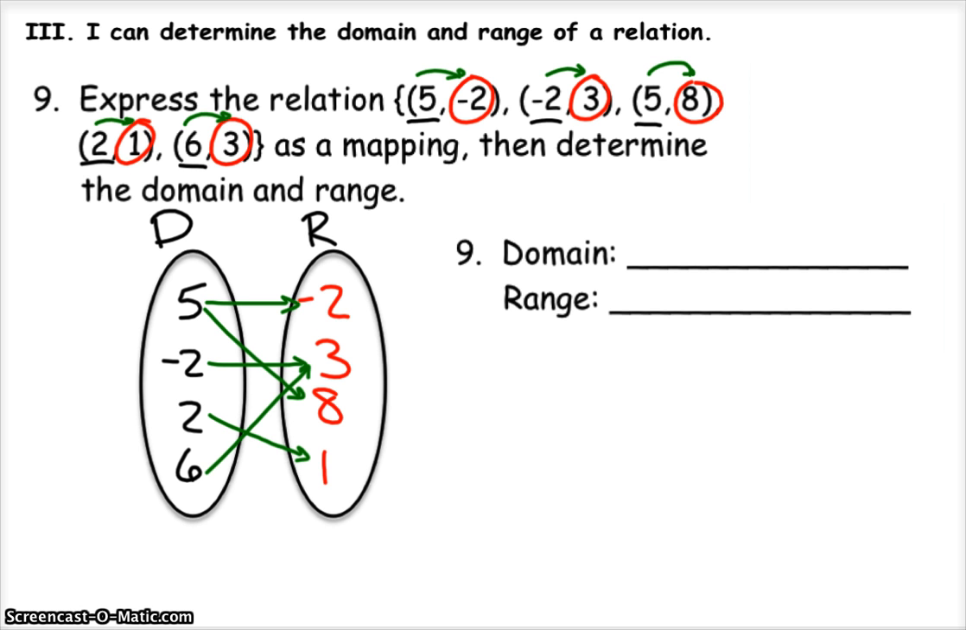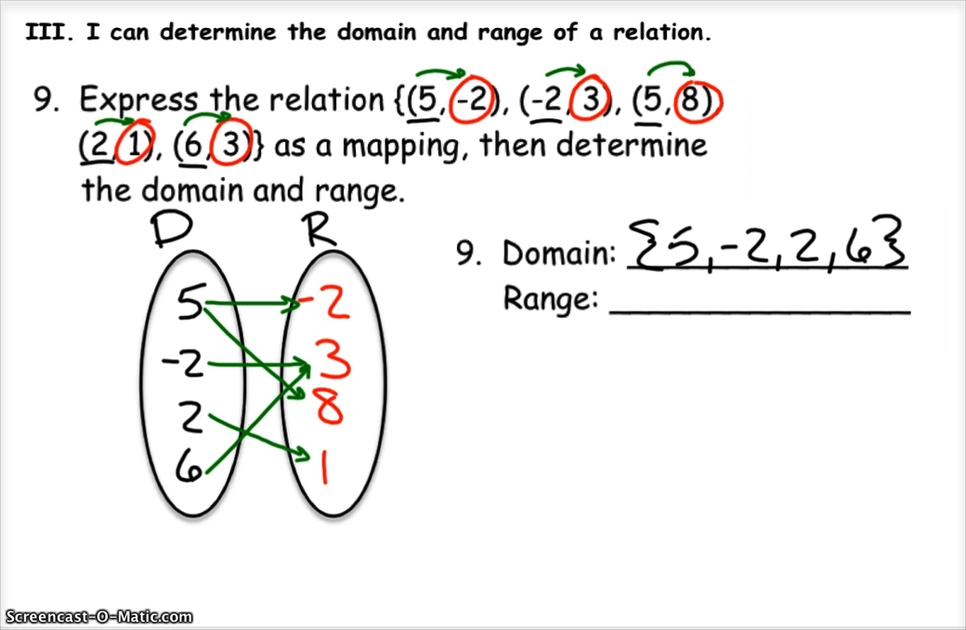Lastly, we want our domain and our range. Our domain and range are actually already mapped out for us. Our domain is going to be all the numbers we listed for the domain. So again, curly brackets, because we're doing a set or a list. 5, -2, 2, and 6.